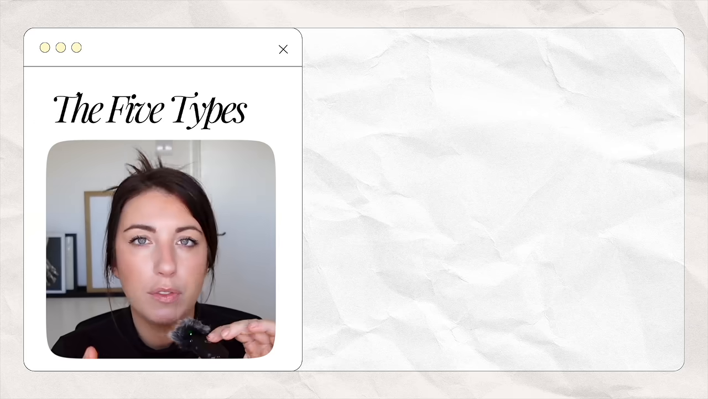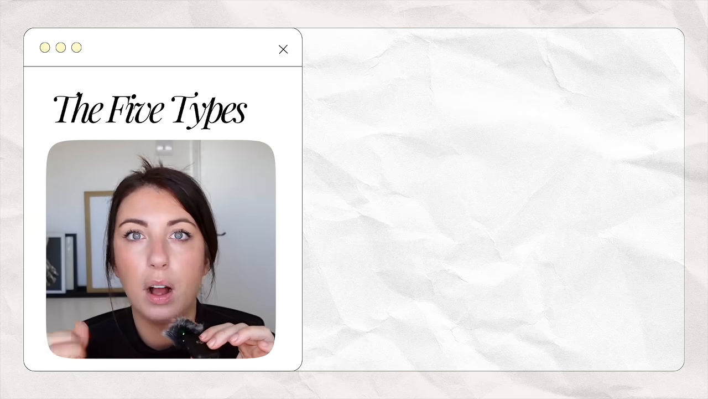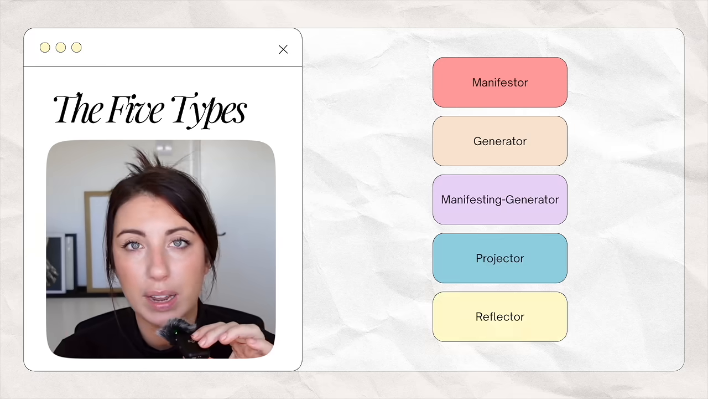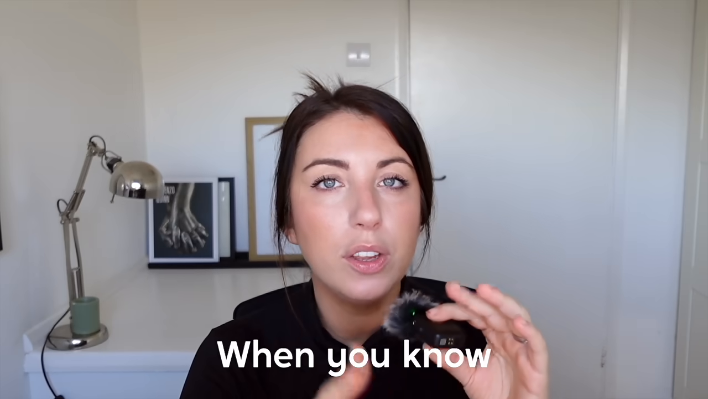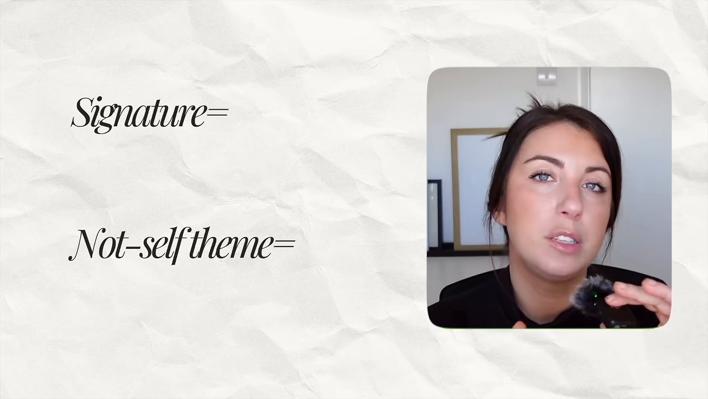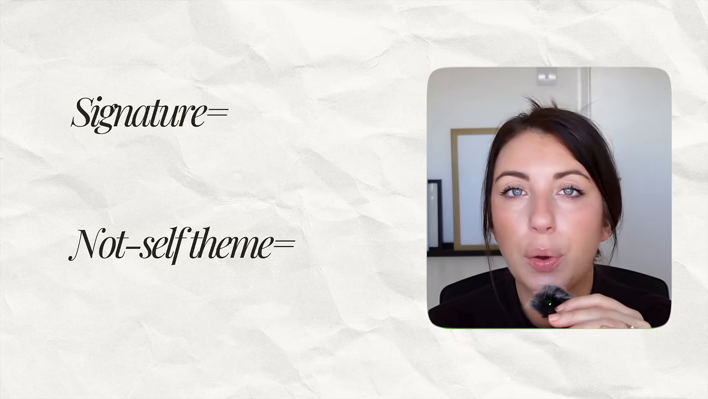And just to give you a quick overview, the 5 energy types in human design are manifestor, generator, manifesting generator, projector, and reflector. I have detailed videos on all of these energy types, so if you'd like to learn more, then you can watch those after this video. Something really cool that most people don't realize is that when you know your energy type, you also automatically know 2 more things. These are your signature and your not self theme. And the reason for this is because these 2 elements correlate to your energy type.